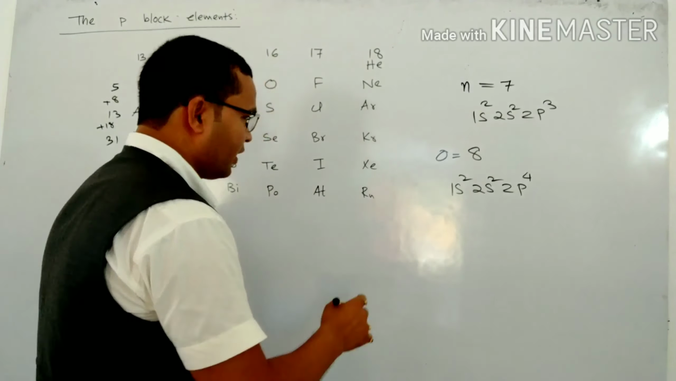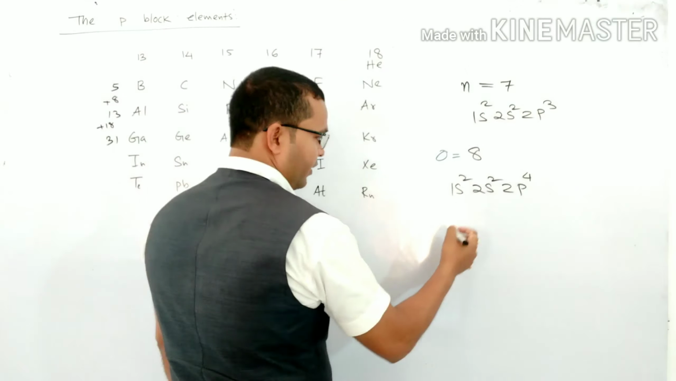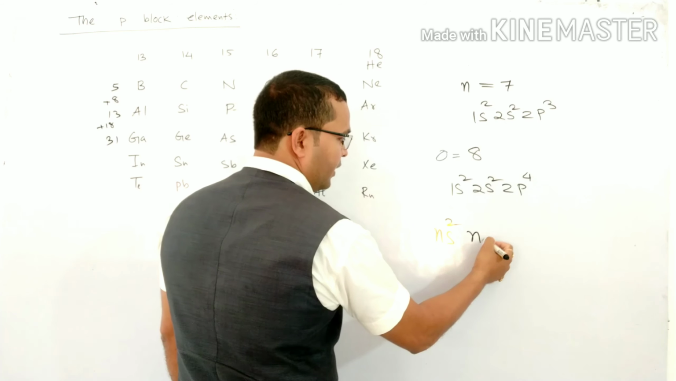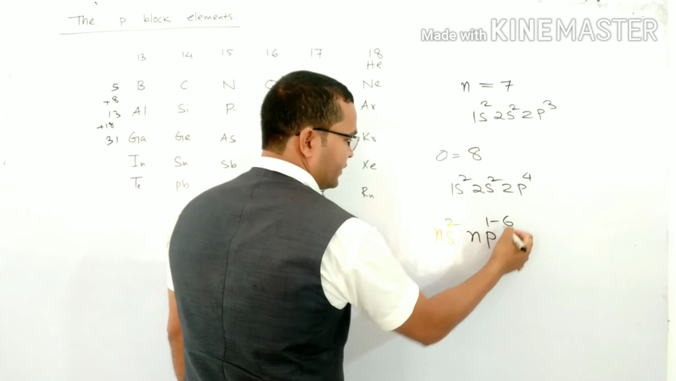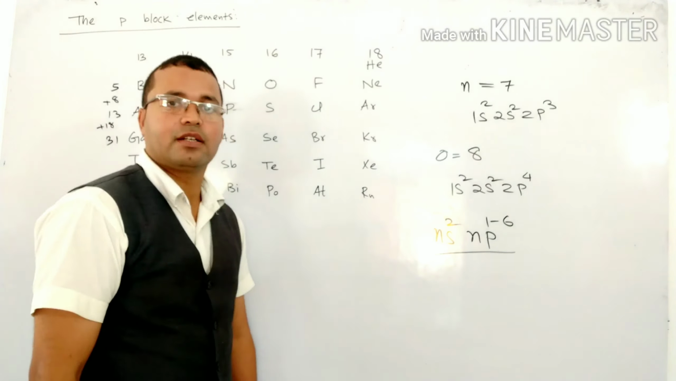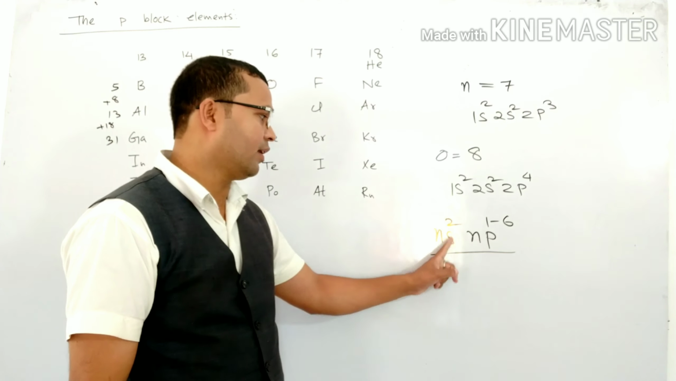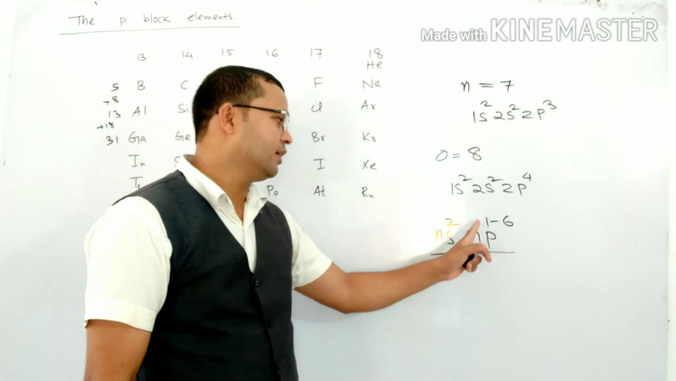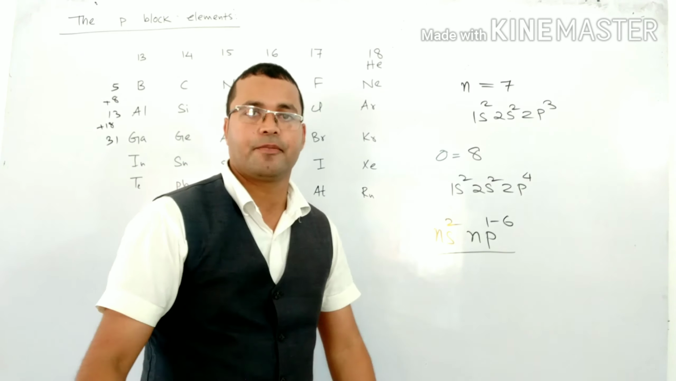So the general configuration is ns2, 2 is fixed, and np 1 to 6. This is the general configuration of what? P-block elements: ns2, np 1 to 6. In p, it varies from 1 to 6.